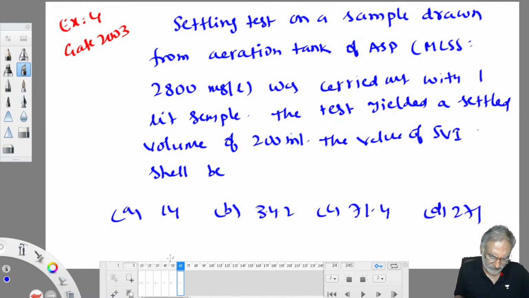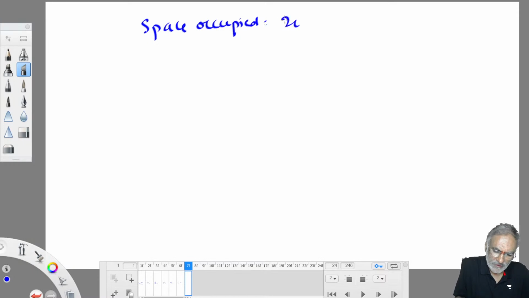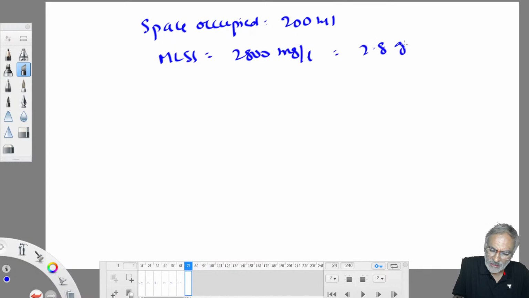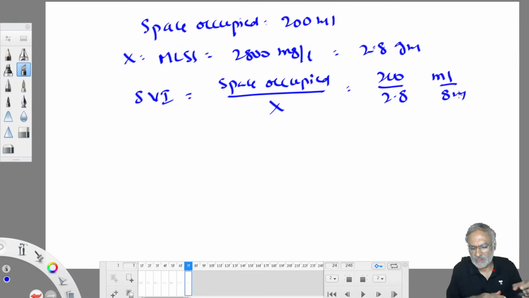Come on, work it out. Here space occupied is how much? 200 ml. MLSS concentration is 2800 milligram per liter. That means how many grams in 1 liter? 2.8 grams in 1 liter. So 2.8 grams occupy 200 ml space. 1 gram occupies how much space? That's called sludge volume index. So 200 ml space, 2.8 grams. 1 gram occupies how much space? So it is ml per gram. 200 by 2.8. That was the answer.